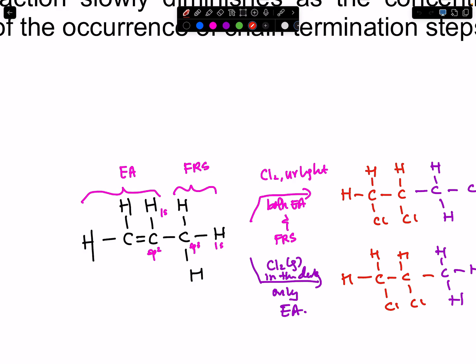And because this bond here is stronger, FRS cannot occur on an sp2 carbon hydrogen bond, because UV light will not be able to break this. So they cannot undergo homolytic fission. Understood, guys? So the take-home message will be FRS can only occur on sp3 carbon hydrogen bonds. Clear?